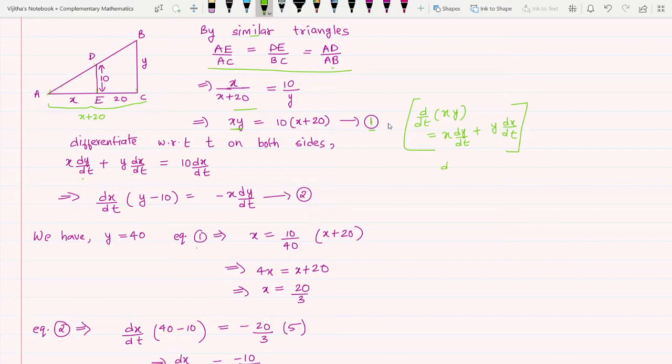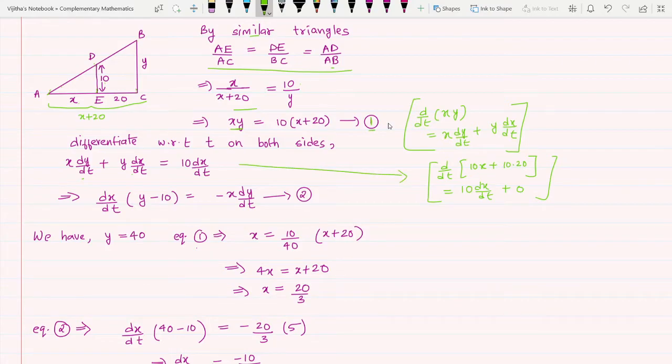So we have d by dt of it: 10x plus 10 into 20. The derivative of 10, a constant, can be taken outside into dx by dt. Plus, here it is a constant term, so its derivative is 0. So here we will get 10 dx by dt. So this is the RHS.